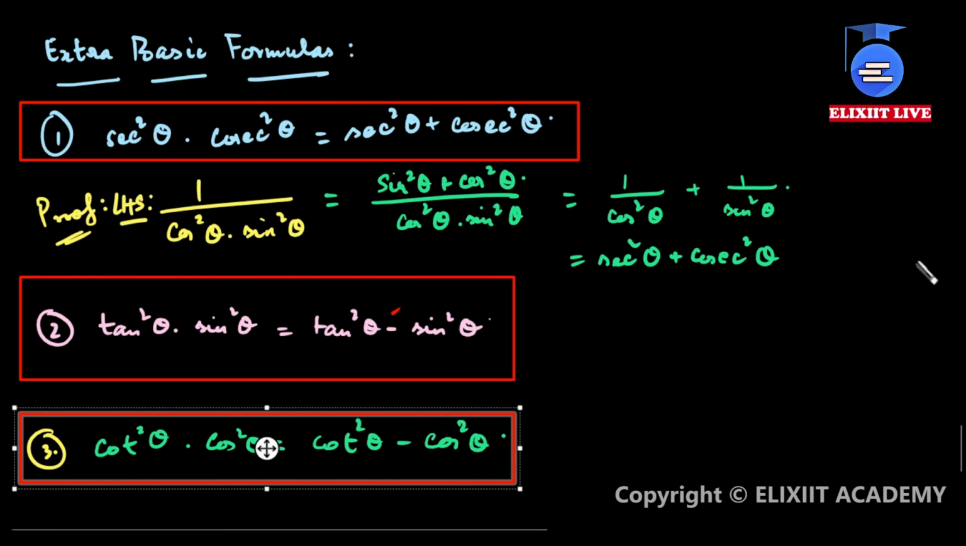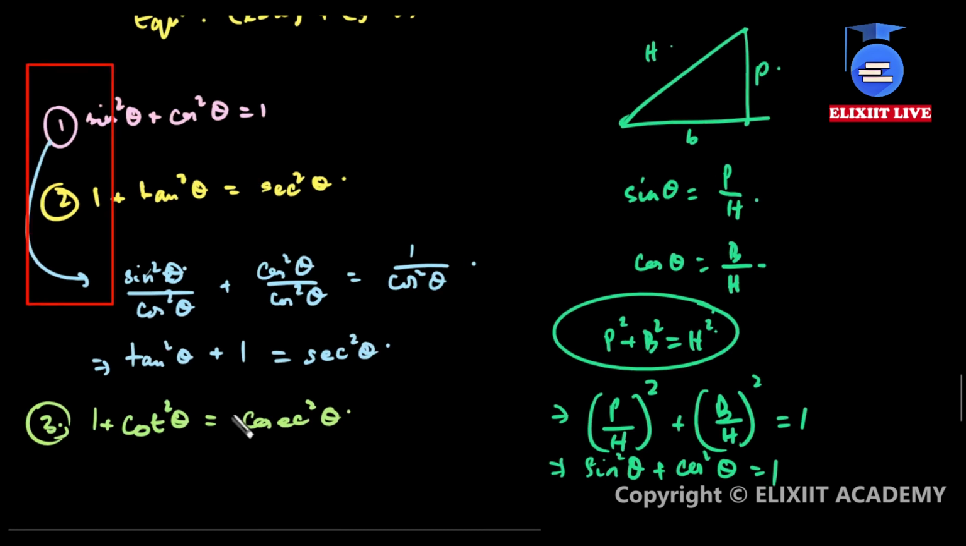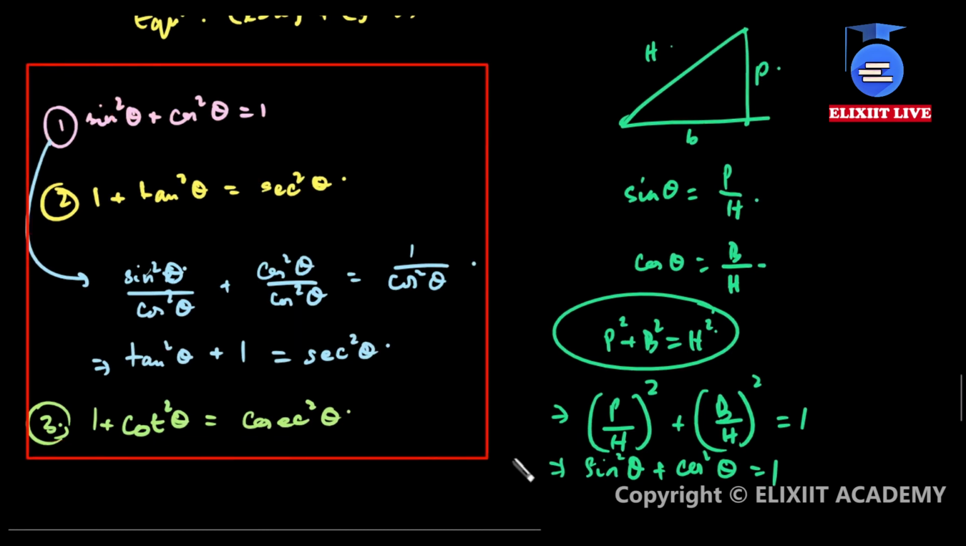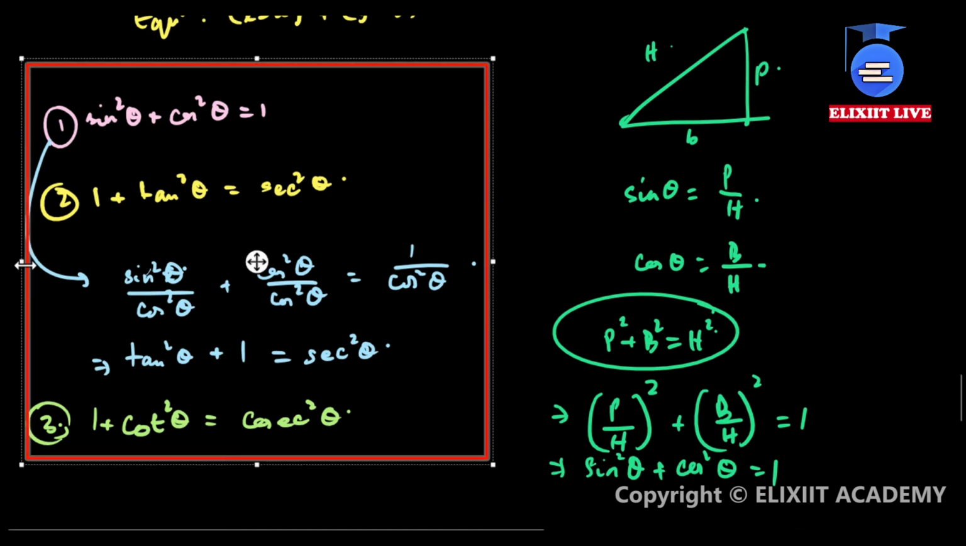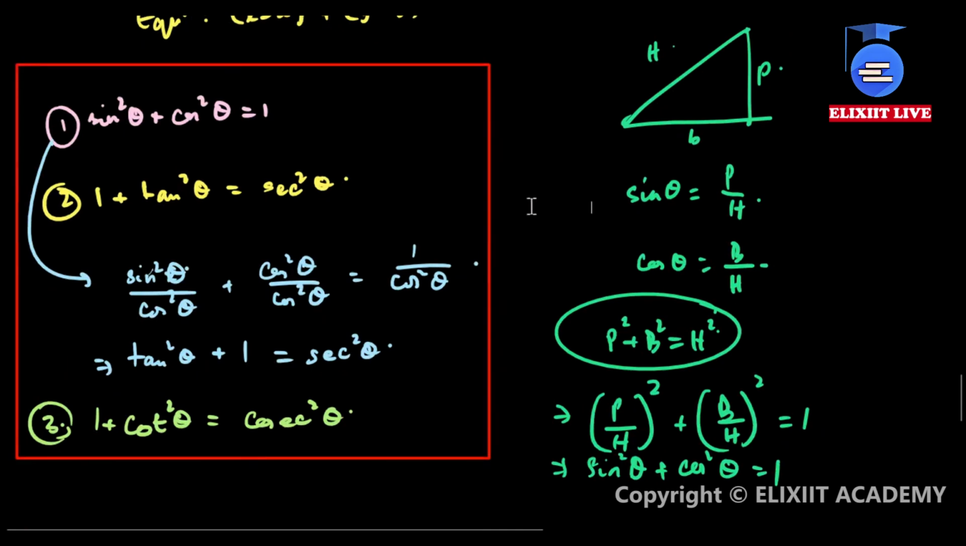Apart from these three basic identities, let me keep under box this particular identities. Apart from these three, you must be also remembering those three identities. I'm telling you, whatever formula you're getting, write down somewhere, create your own formula book.